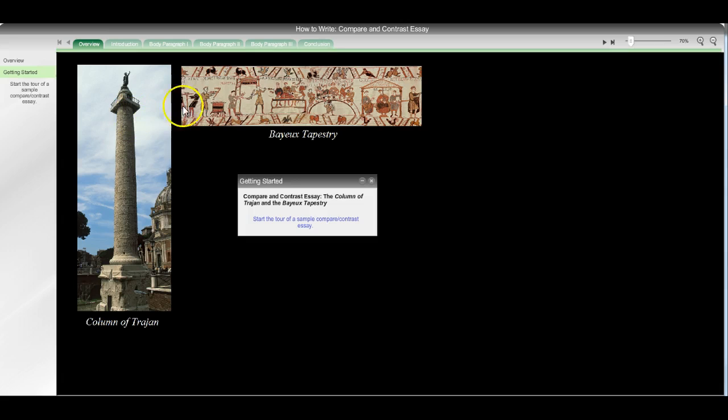Here are two pieces of artwork. The first is the Column of Trajan, and the second is the Bayeux Tapestry. So once again, in this sample tutorial, we will compare and contrast the Column of Trajan and the Bayeux Tapestry. So let us start the tour of a sample compare-contrast essay.